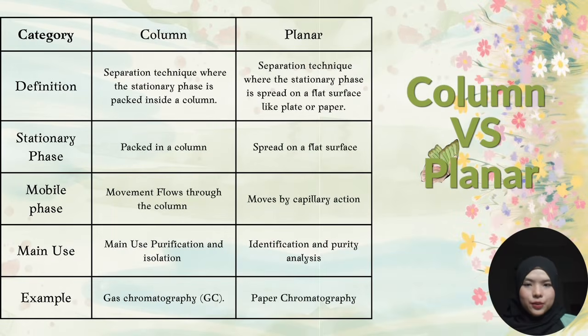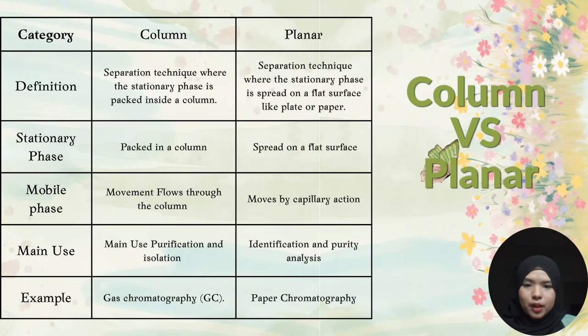Now, let's look at the two different ways we can set it up physically, column and planar. In column chromatography, the stationary phase is packed inside a glass or plastic tube. The mobile phase flows through the column, usually driven by gravity or pressure. This is a powerful method for purification and isolation.